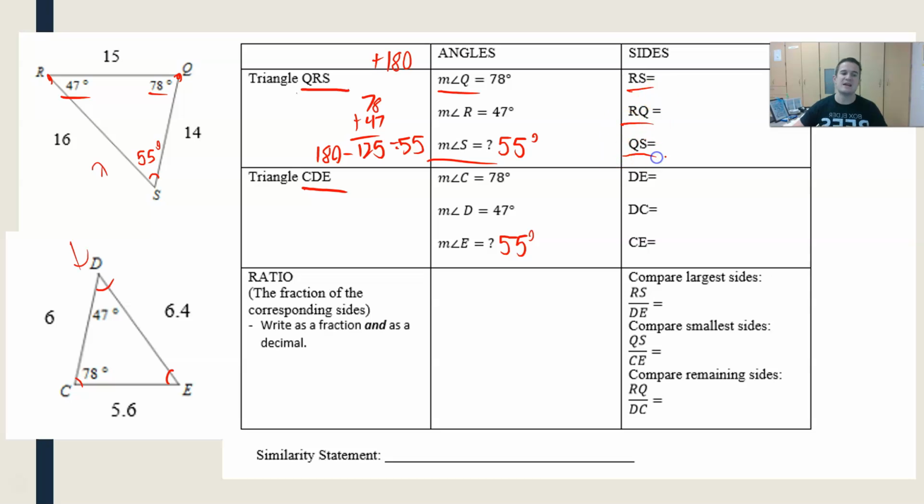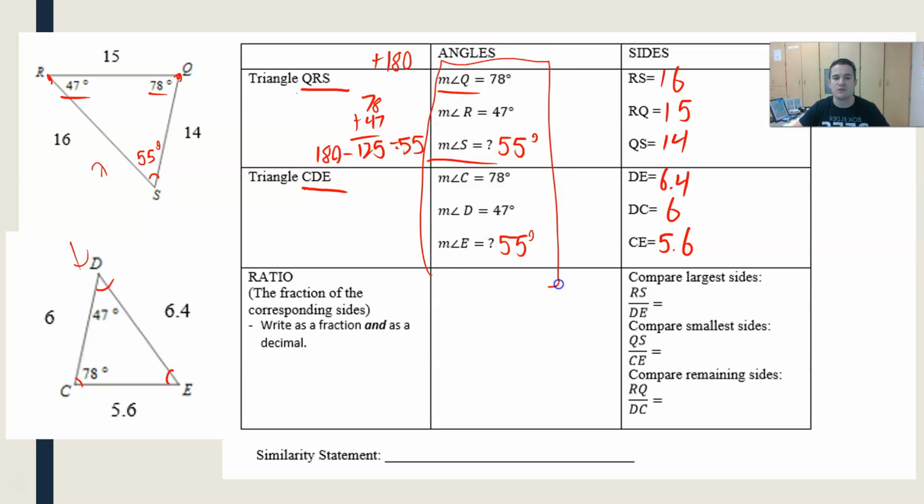And let me write down each of the sides of these triangles. Side RS is going to be 16. RQ is going to be 15, and QS is 14. DE is 6.4, DC is 6, and CE is 5.6. You notice, in these two triangles, all the corresponding angles are the same, but the sides are not. So I'm going to quickly double check. One of my definitions of similar triangles that I mentioned earlier is that the ratio of these corresponding sides all have to be the same.